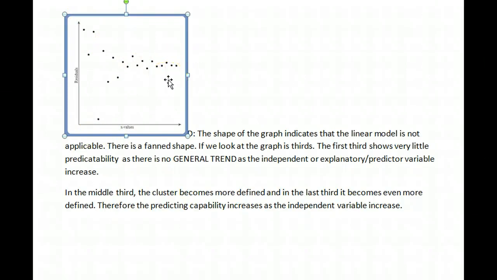One of the other things we may need to look at is whether the strength of the predictor variable as a predictor for the dependent variable increases or decreases as it increases. If you look at the first third, there's a weak relationship. In the middle third, the relationship is stronger, and even stronger for the last third. So the predictive capability increases as the independent variable increases, and that's another observation that you can make from these scatter plots.